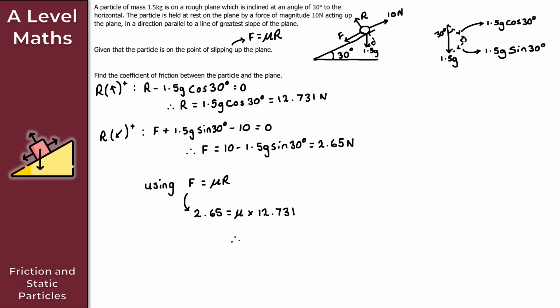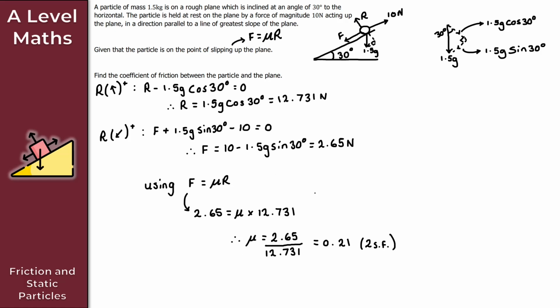And in that case, what we can see for mu, the coefficient of friction, is we get 2.65 all over 12.731. And again, if we just evaluate this using our calculator, what we get, if we give our answer to say two significant figures, is 0.21. And that is to two significant figures. And there we have it.